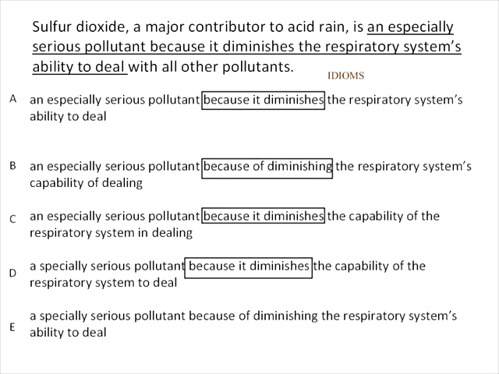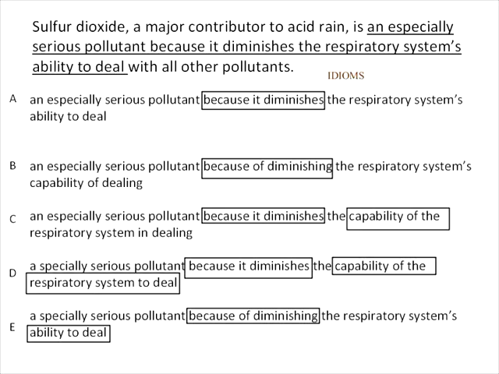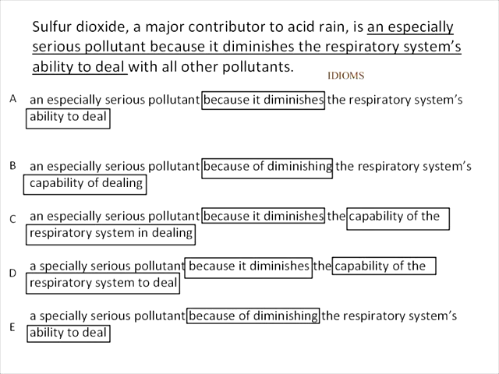There's another one in there which is "ability to deal" versus "capability to deal" versus "capability in dealing" versus "capability of dealing." This is like the idiom of nightmares. And then there's "ability to deal." So let's edit those boxes so that we can tell what's in it. So that's a single idiom. And then there's also the word choice of "especially" versus "specially."